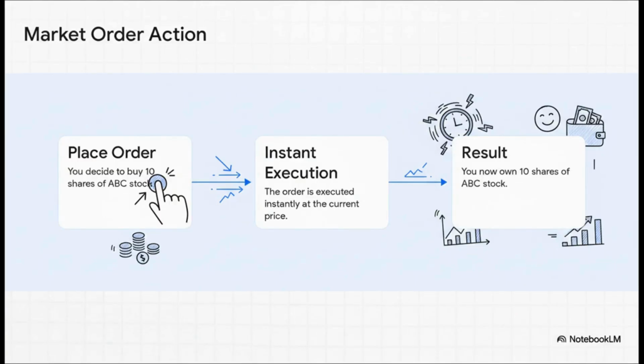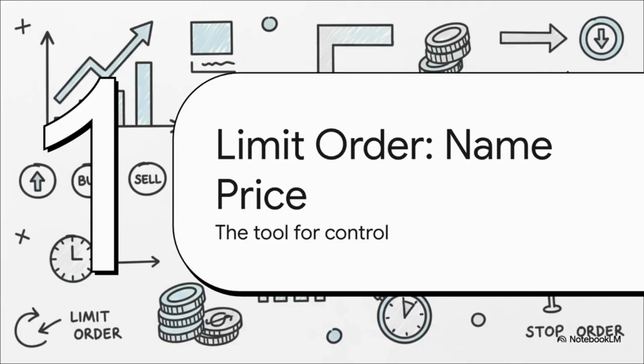So picture this. You hit buy for 10 shares of some stock. Boom. In a blink, the order is filled at the current market price. There's no waiting, no wondering if you'll get the shares. You're in. It's really that quick. But, you see, that speed comes at a cost. You're giving up control over the exact price. So what if the price is the only thing you care about?